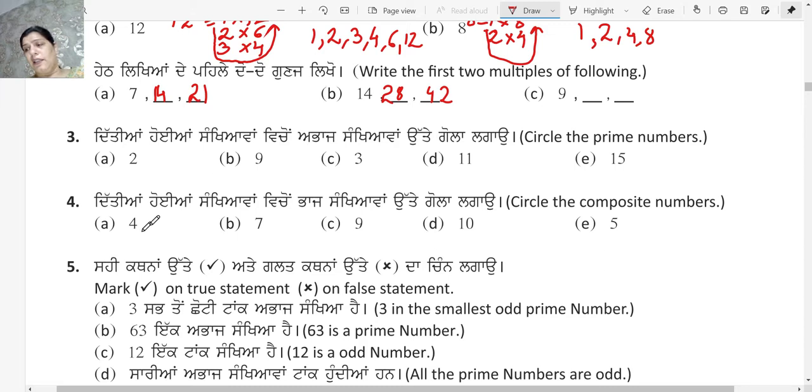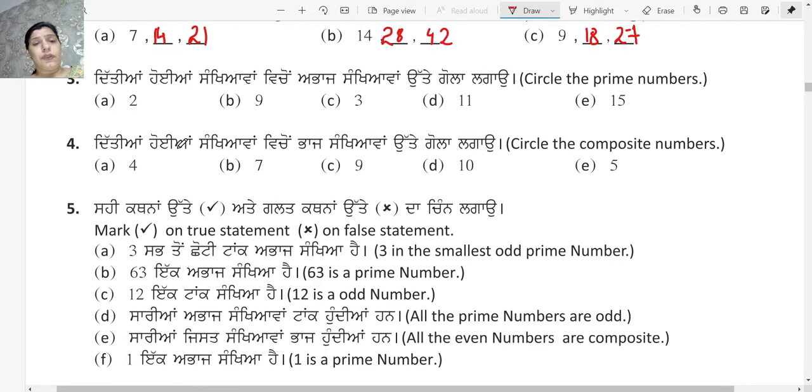And in the last part you have to write the multiples of 9. 9 ones are 9, 9 twos are 18, and 9 threes are 27. So these are the multiples of 9. Then moving on to question number 3.